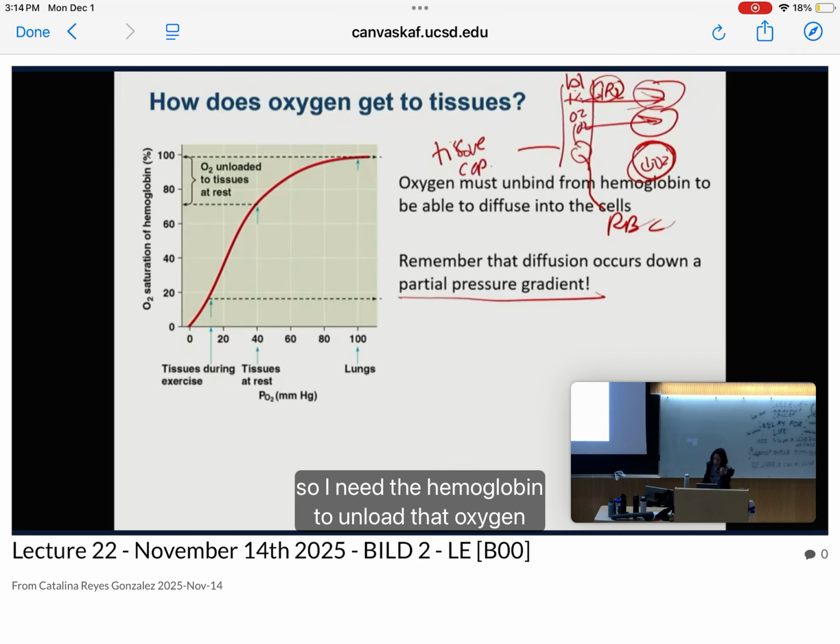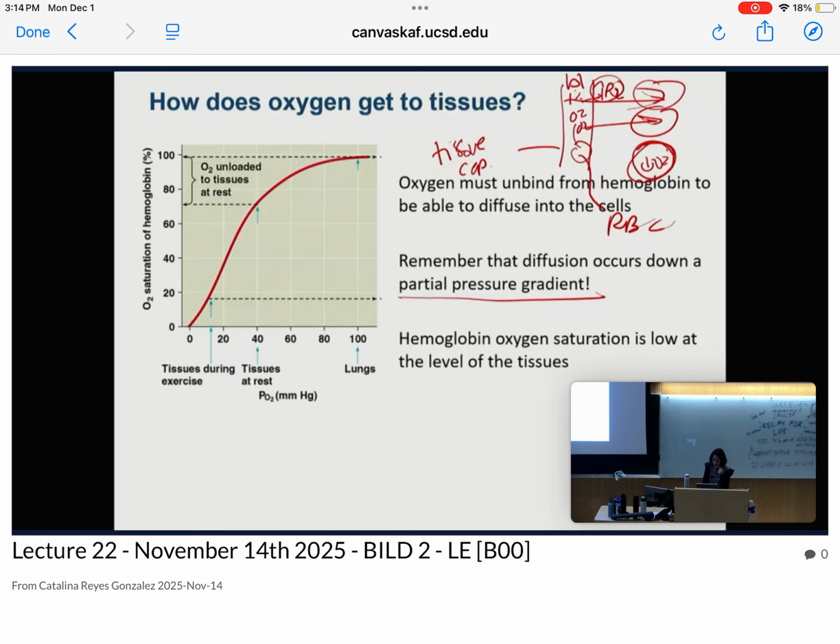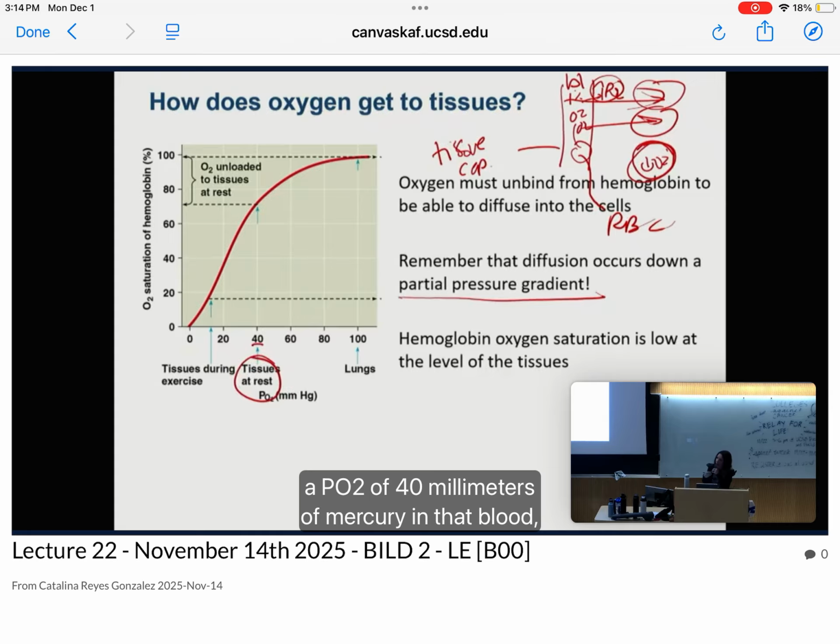So I need the hemoglobin to unload that oxygen, so now I can contribute to that partial pressure of oxygen, which is the driving force for oxygen to move into the cells, from the blood to the cells. So hemoglobin oxygen saturation is going to be low at the level of the tissues, as you see right here. This is the tissues at rest, a PO2 of 40 millimeters of mercury in that blood, right? And the saturation of oxygen there is about 70%. Whereas at the level of the lungs, where I have so much oxygen, because from the lungs, right, we have the lungs here. To put the lungs, this is the alveoli in the lungs.